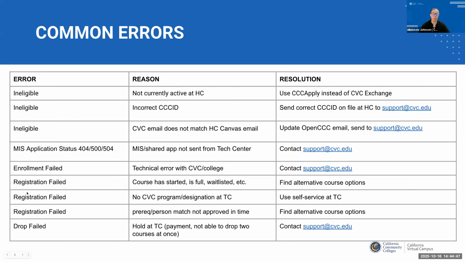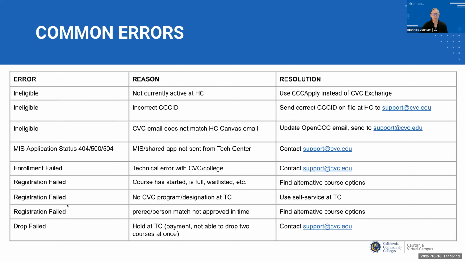If you can see here, one of the registration failed errors that a student could potentially get, which is expected, is if the course has started, is already full, or is on a wait list, because again, we don't add students to that wait list. So the error that you will see is registration failed, because we are not adding that student to that course or to that wait list. We do encourage them to find alternative course options, of course.